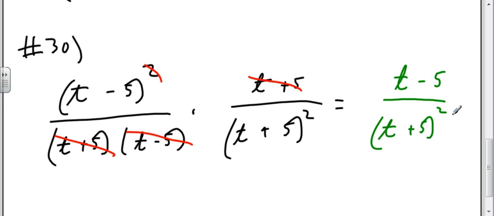If I push the envelope too far, just tell me about it. Okay, so that was 30. I'm going to do 33 next. And I'm not so sure I've got enough room to write down the whole problem.